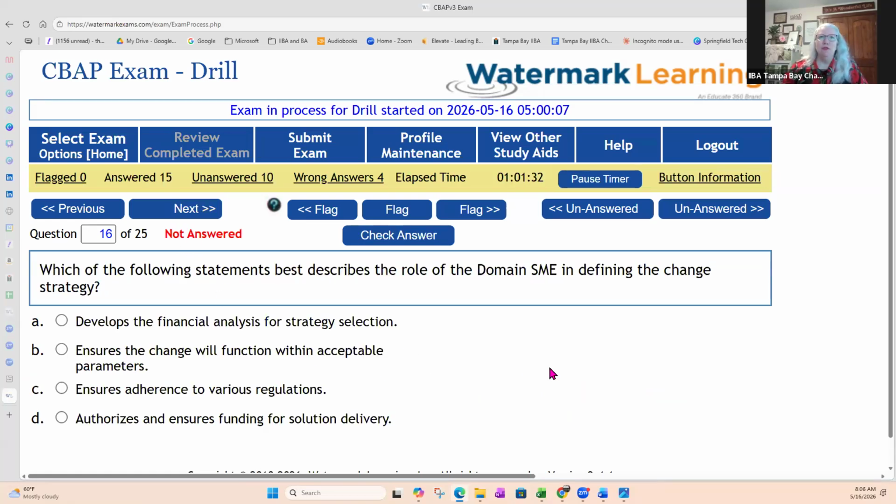Which of the following statements best describes the role of domain SME in defining change strategy? So this is who we're trying to work with, and this is the task we're in. Remember, roles have specific responsibilities based upon the task. So in this task, the domain SME, do they develop the financial analysis for strategy selection? Ensure the change will function within acceptable parameters? Ensure adherence to various regulations? Or authorizes and ensures funding for solution delivery? Which one can we eliminate?